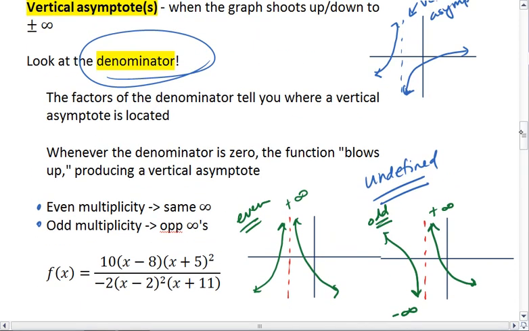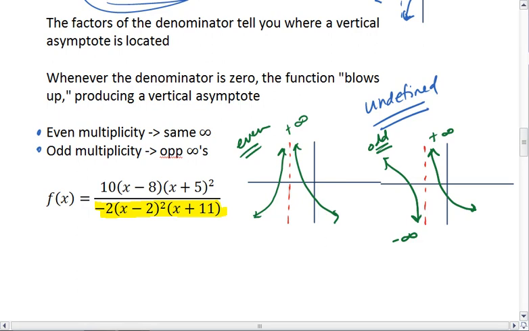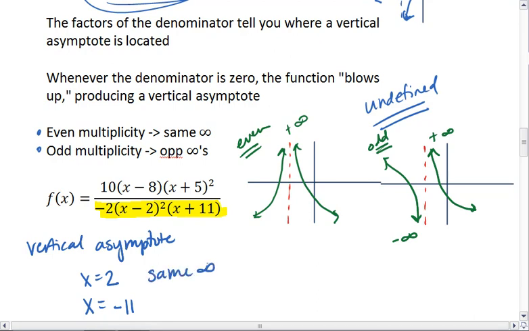Let's look at our example. Again, we're focusing on the denominator. Here we have factors of x minus 2. We have a vertical asymptote then at x equals positive 2. We have another factor of x plus 11. We have another vertical asymptote at x equals negative 11. At x equals 2, we will have the same infinity because we have an even multiplicity. At x equals negative 11, we'll go to opposite infinities because we have an odd multiplicity.